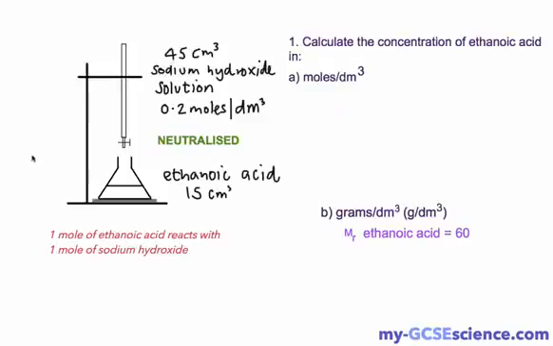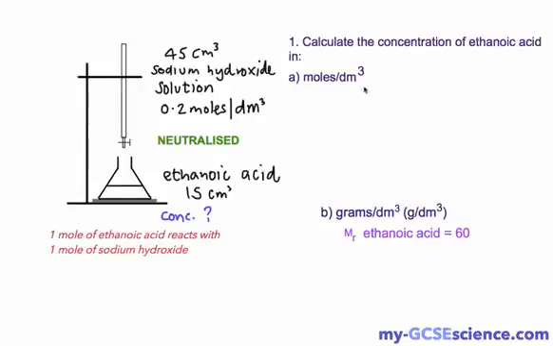Now our next problem is slightly trickier, but still something that we can do if we go through it step by step. What I've got here is 45 centimeters cubed of sodium hydroxide solution, and its concentration is 0.2 moles per decimeter cubed, and that has neutralized some ethanoic acid. We have 15 centimeters cubed of ethanoic acid, but we don't know the concentration. We assume here that 1 mole of ethanoic acid reacts with 1 mole of sodium hydroxide. The question is asking us to calculate the concentration of ethanoic acid in moles per decimeter cubed.